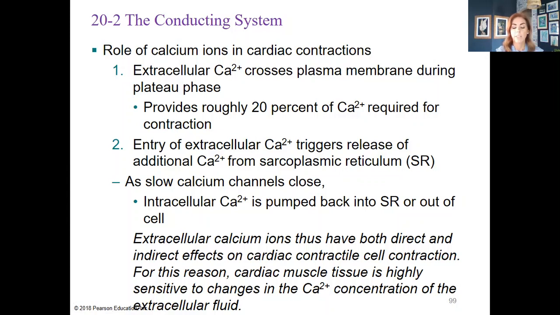So whenever we say the extracellular calcium has a direct and indirect effect on the cardiac contraction, that's what we mean. Now, we've already learned through endocrinology that the PTH and the calcitonin will help with regulating the calcium balance within the blood. So you do have that system that's helping to ensure that you're constantly having the appropriate amount of calcium because of its importance in regards to, well, multiple things in the body, but especially to your heartbeat.